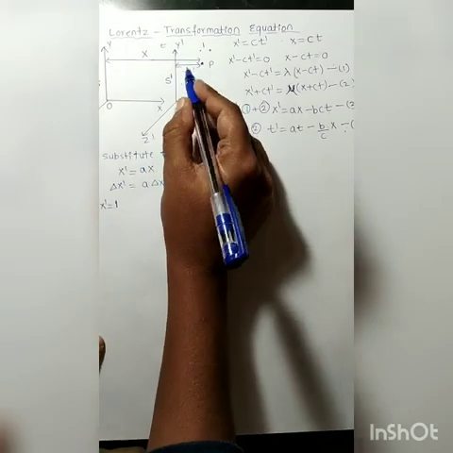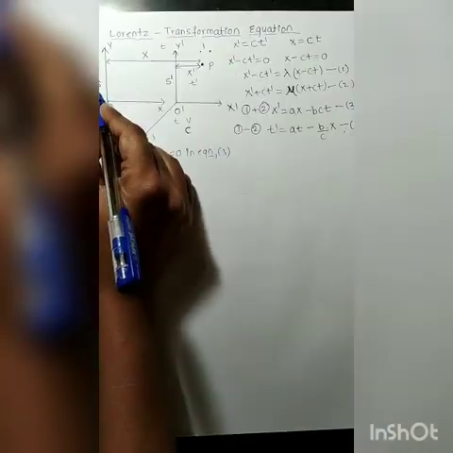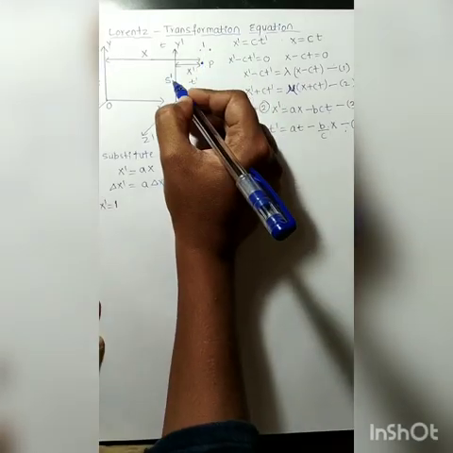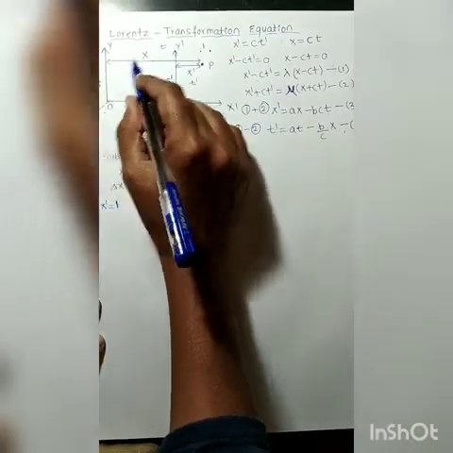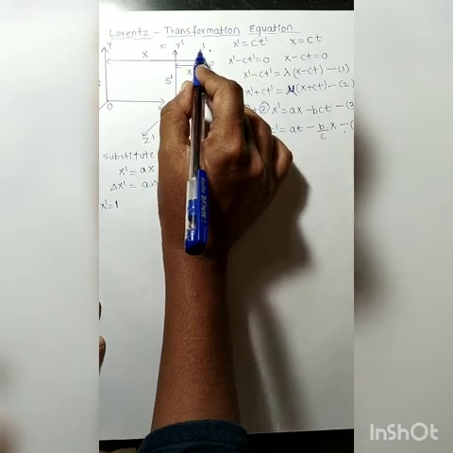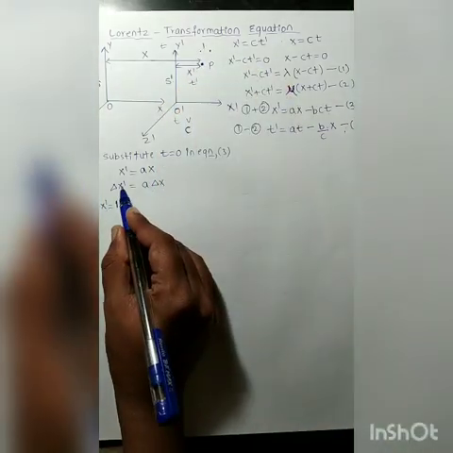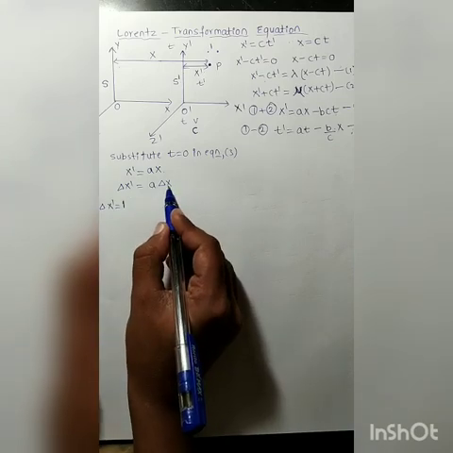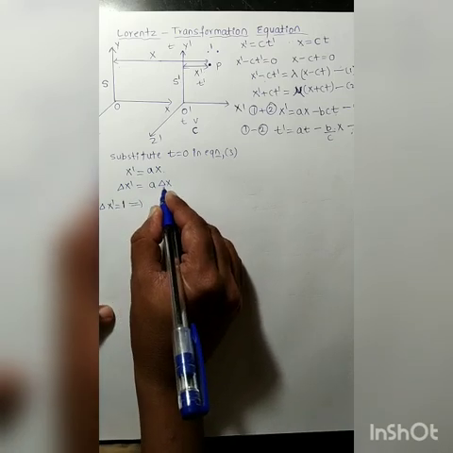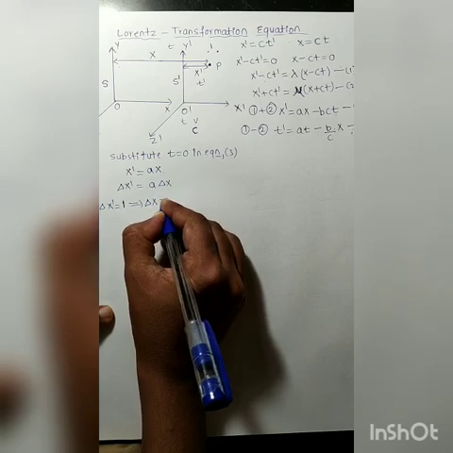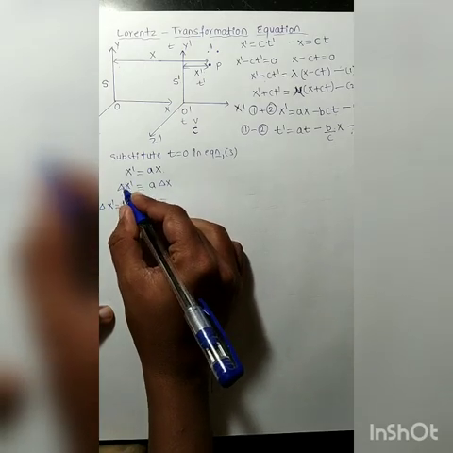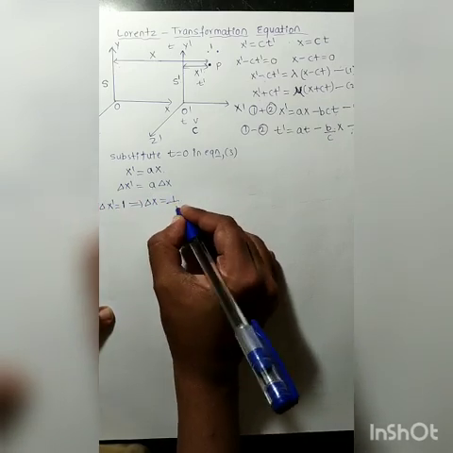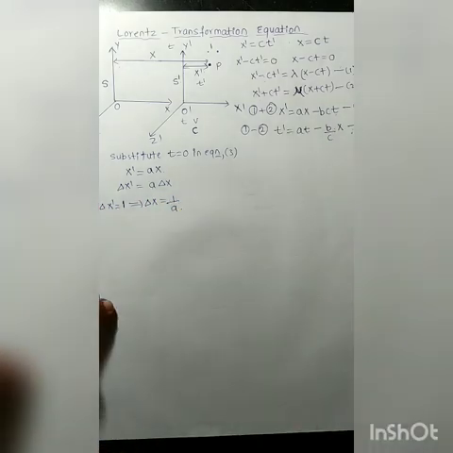Then how will it look according to the s frame? Does it change according to the s frame? Because according to s dash it is 1, then according to s what will be this distance? So if delta x dash is equal to 1, what about the delta x value? That implies delta x is equal to, so a will go this side, this is 1, so what you will get is 1 divided by a, understood?